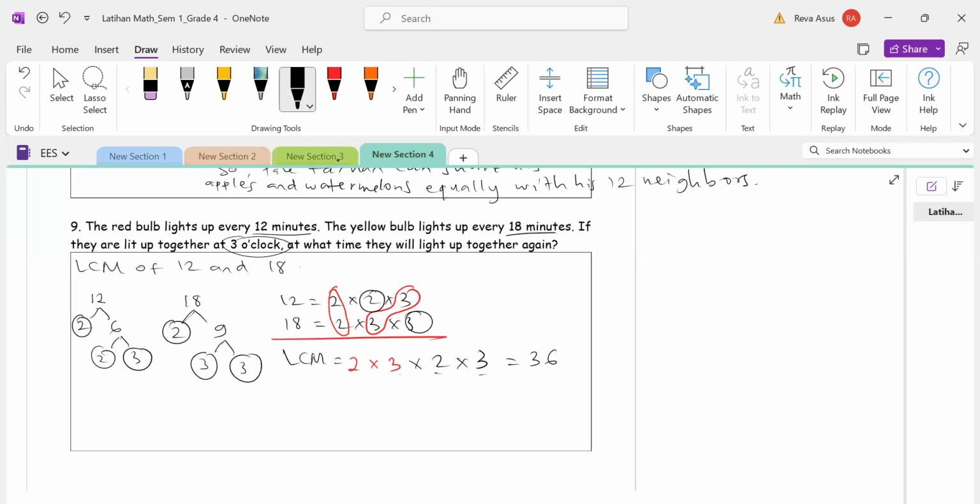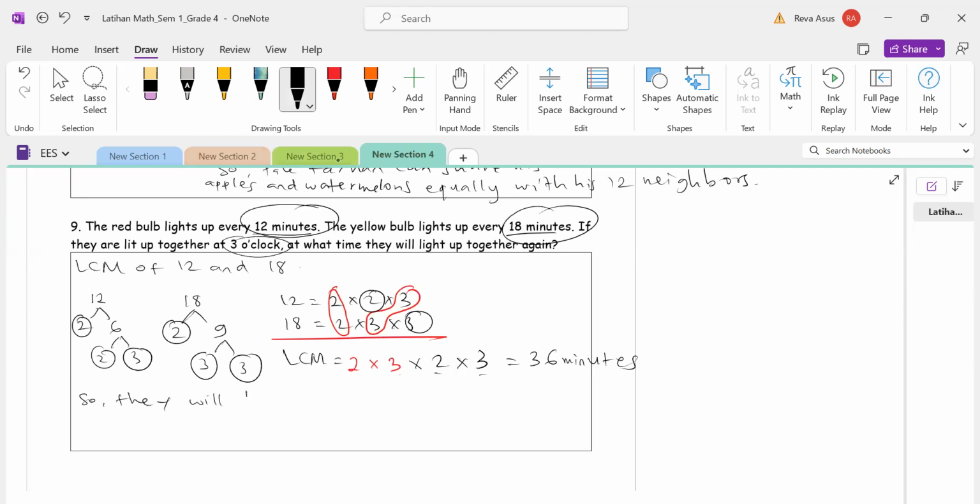And then we need to write the conclusion. So, oh yeah, the LCM is 36. What does 36 mean? It shows the minutes, because the 12 is in minutes, 18 also is in minutes. So 36 has units, it is in minutes. And then we write the conclusion.